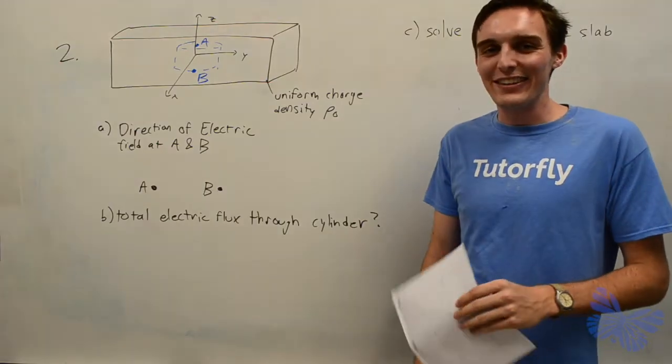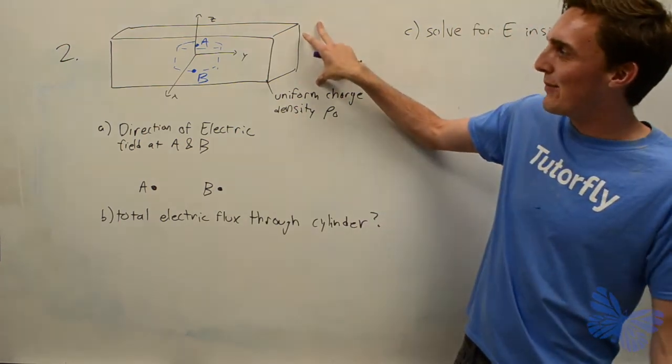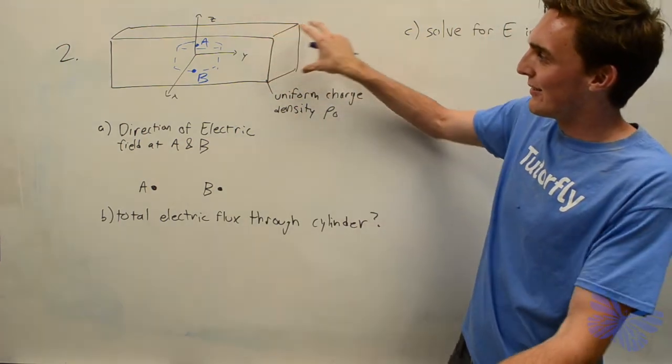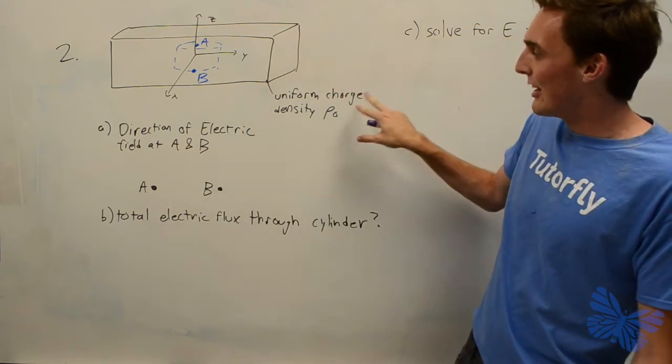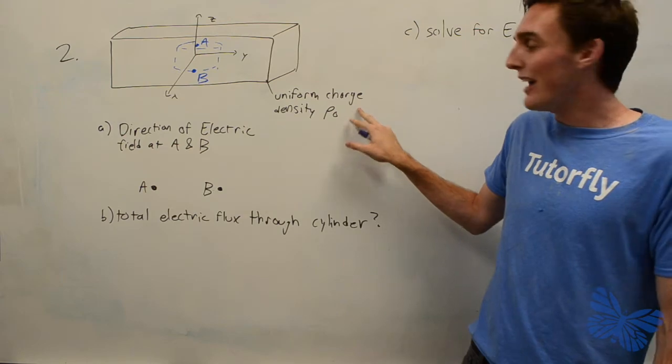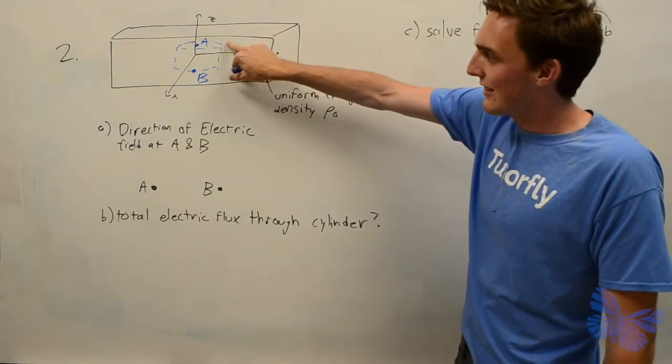For problem 2, we have another Gauss's law problem. But in this case, we have a slab that is long enough and wide enough that you can treat it as an infinite slab of charge with a uniform charge density of rho naught. And they actually give you a Gaussian surface in this case, so it's this cylinder here.